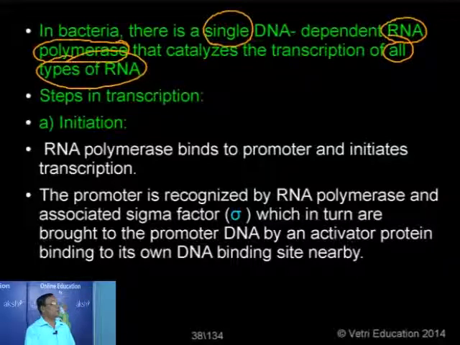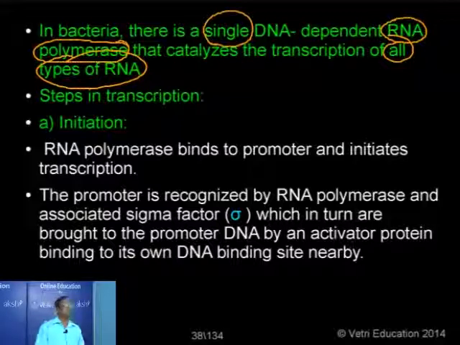But in the case of eukaryotic cells, we have three different types of RNA polymerase, named RNA polymerase 1, 2 and 3. Here one RNA polymerase cannot direct the synthesis of all three different RNAs. There we have three different enzymes, RNA polymerases. Each one is responsible for the synthesis of either mRNA or tRNA or rRNA.